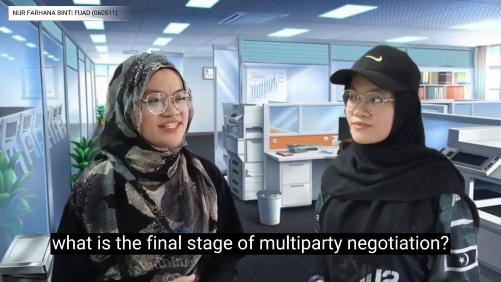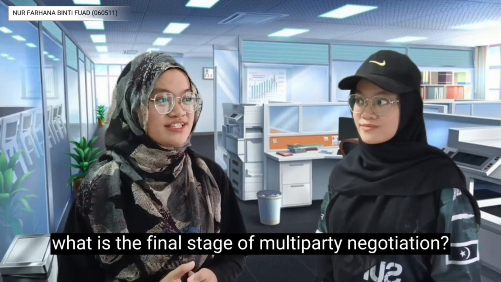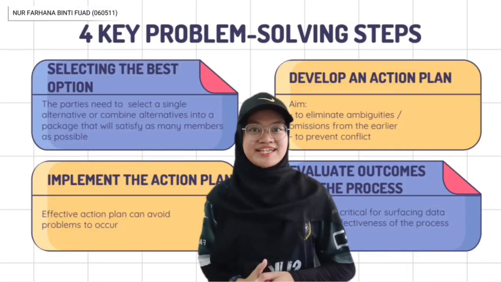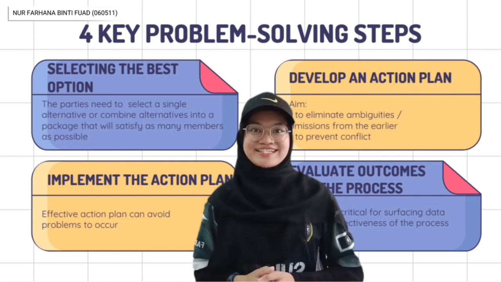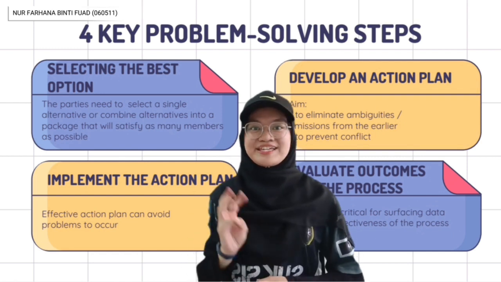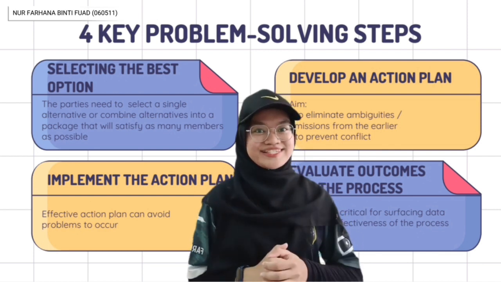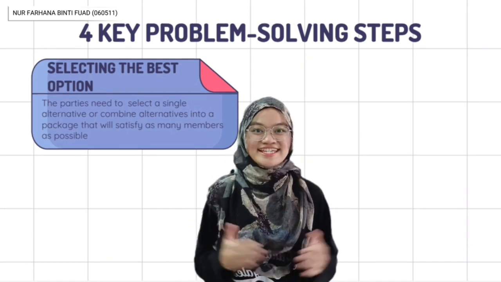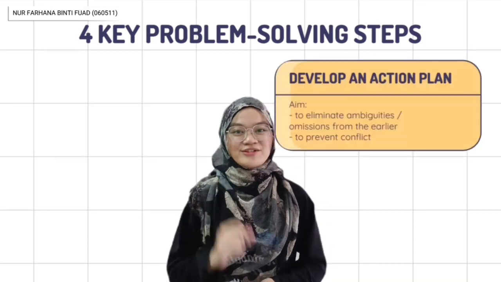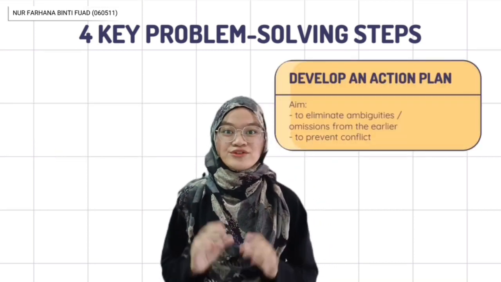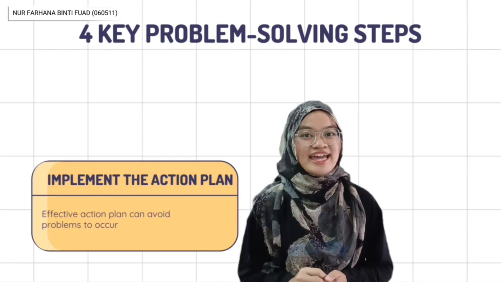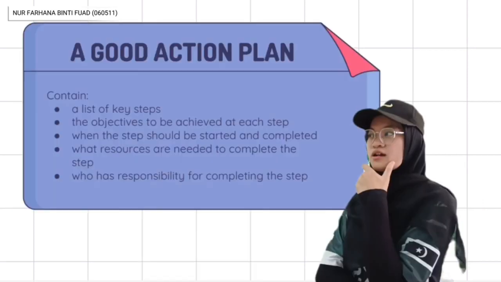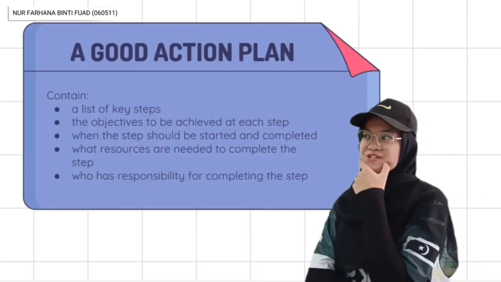Excuse me, may I know what is the final stage of multi-party negotiation? It is called the agreement stage. The agreement stage of a negotiation is when the parties must select among the alternatives on the table, develop an action plan, implement the selected plan, and evaluate the process and outcomes. That's right. The parties need to select alternatives that can satisfy as many members as possible, develop an action plan to eliminate ambiguities and prevent conflict, implement the action plan, and evaluate the outcome critically for effectiveness of the next process. But what makes a good action plan?